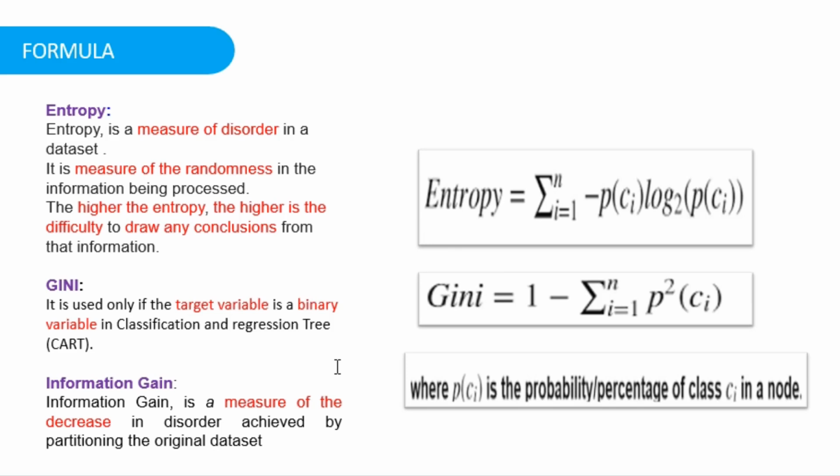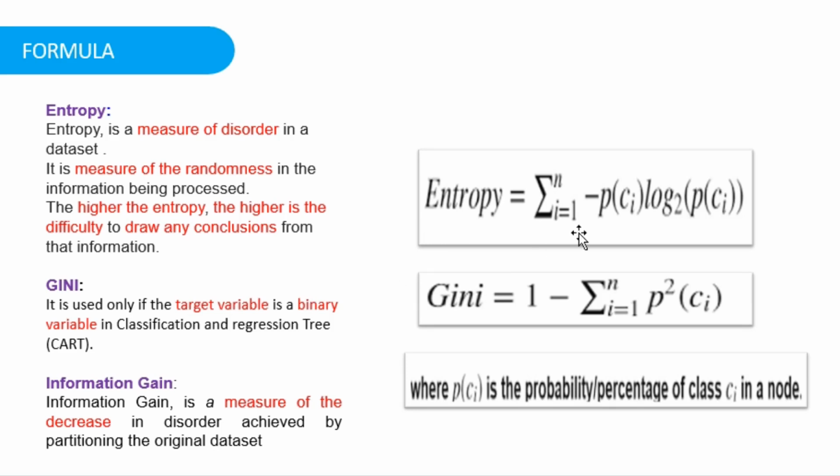When it comes to entropy, it is nothing but a measure of disorder in the data set. And in simple statistical language, it is a measure of randomness in the information being processed. And the higher the entropy, the higher is the difficulty to draw any conclusion from that information. So the simple thing that you have to keep in your mind is that in a data set, the higher the entropy, the more difficult it is to draw any conclusion.